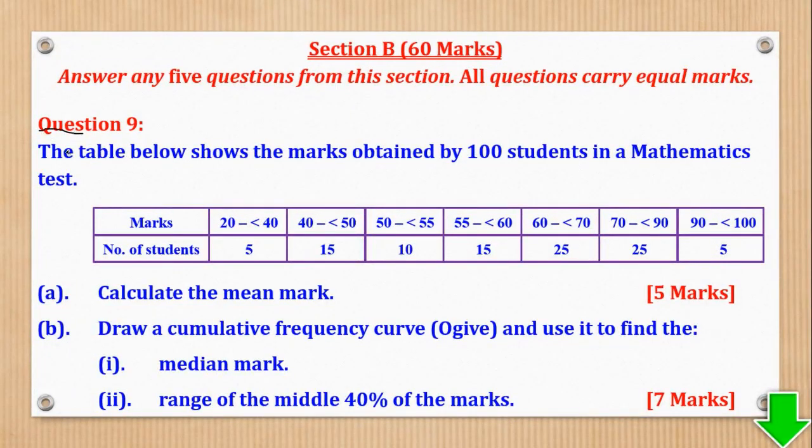Question 9 says, the table below shows the marks obtained by 100 students in a mathematics test. These are the marks and these are the number of students. Part A, calculate the mean mark. Part B, draw a cumulative frequency curve, which is the ogive, and use it to find the median mark, and the range of the middle 40% of the marks.